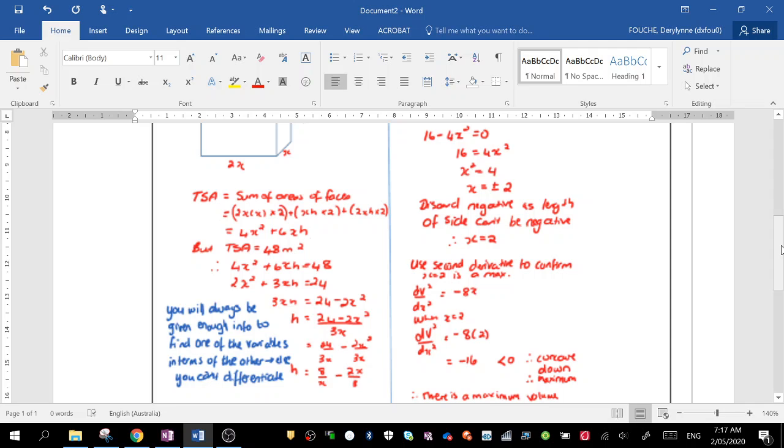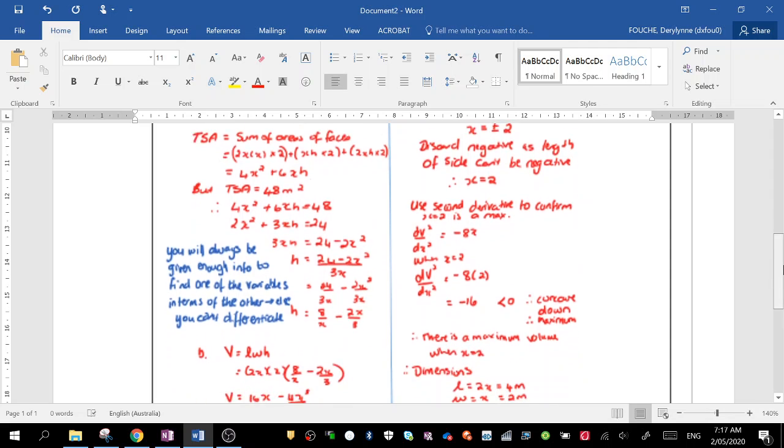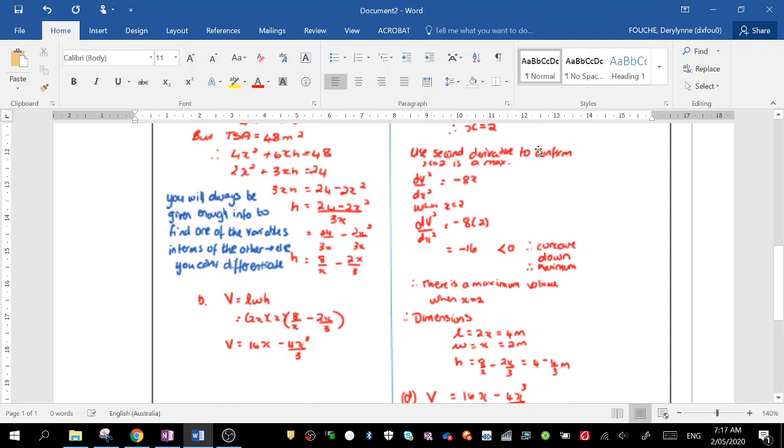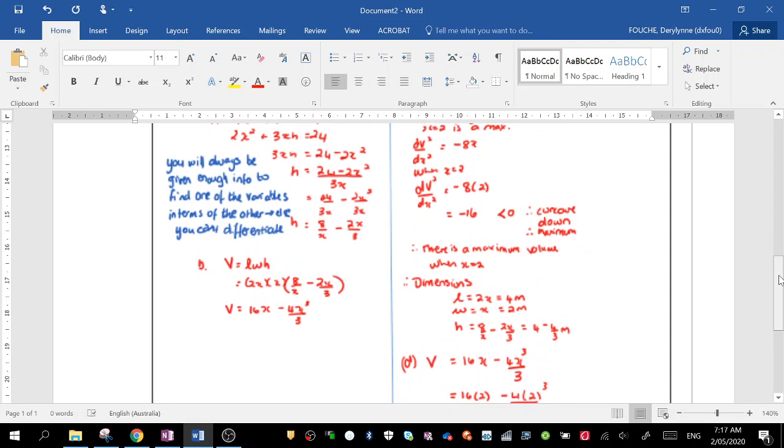Before I can say that the value of x is definitely a maximum, I need to confirm that it's a maximum using my second derivative test. And I take my second derivative and I substitute in the value of 2, and I get a negative second derivative. Remember, if my second derivative is negative, that means that it is a maximum, because the shape of my graph there is concave down. So therefore I can say there's a maximum value when x equals 2.